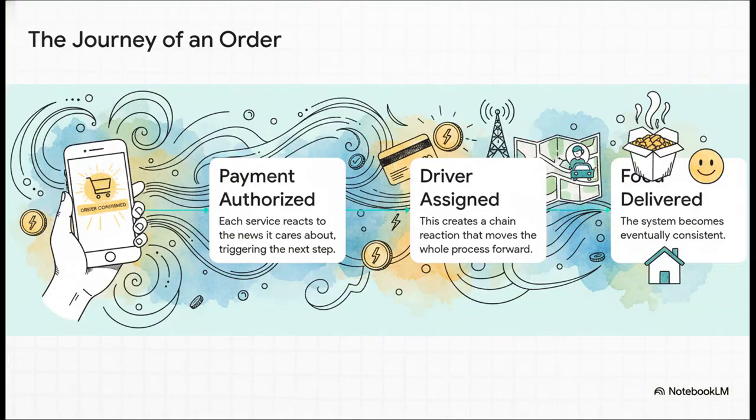And this is exactly how that chain reaction works. An event is just a fact, something that happened. So first, that placed order event gets broadcast. The payment stall, which is always listening for that specific announcement, hears it and springs into action. Once it's done, it broadcasts its own event, payment authorized. Then the delivery stall hears that one and assigns a driver. You see? Each service just reacts to the news it cares about.